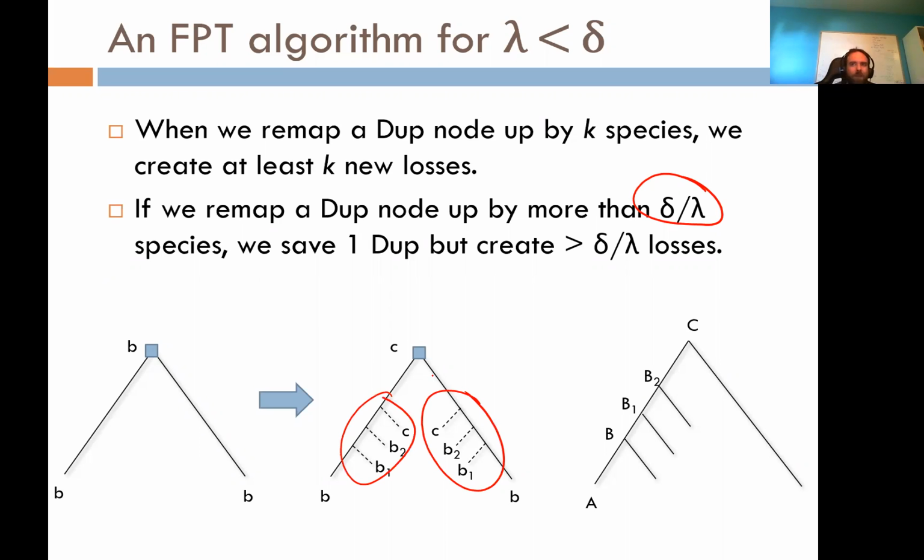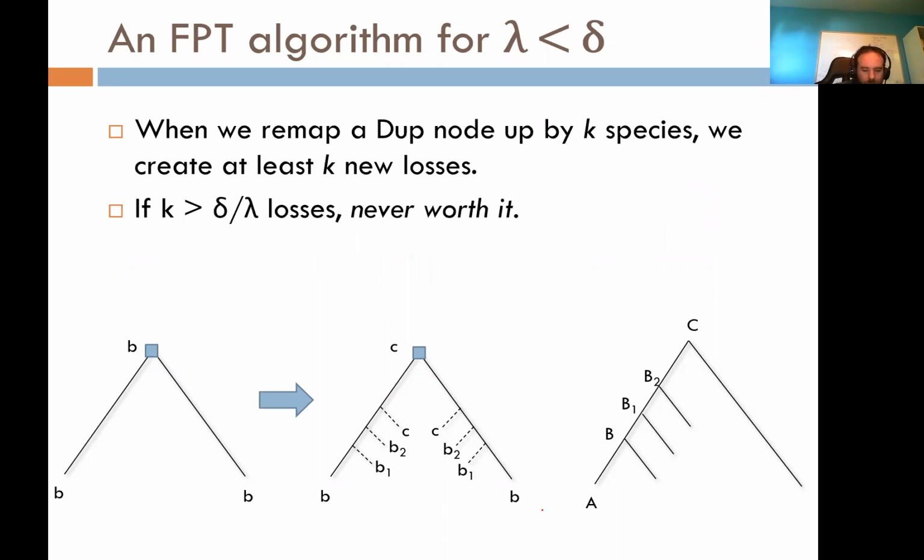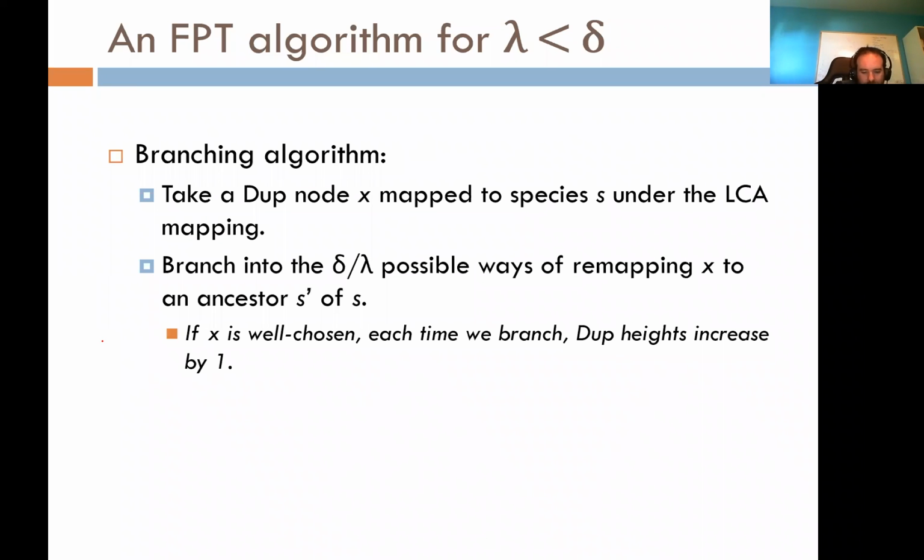So that gives us a bit like the example, the kind of algorithm that I gave before. That gives us a range where you can possibly remap duplications for it to be worth it. And if the number of steps k that you want to remap to is too high, it's never worth it. This can be shown. So we exploited that to design an FPT algorithm where you take a node, a duplication, and you try to remap it to all the possible species where you can possibly remap it so that it's worth it. And there are that many ways to do it.